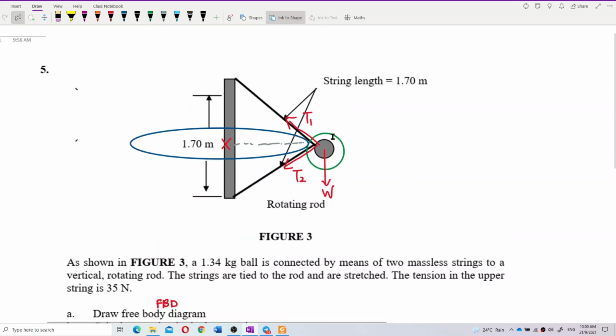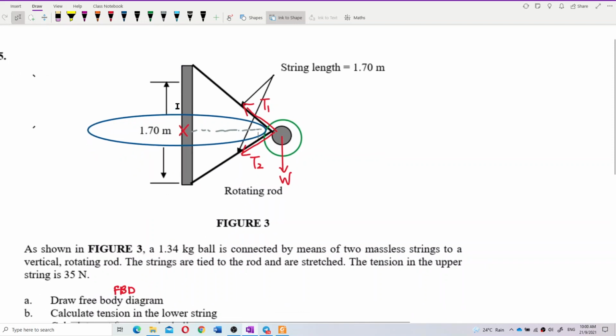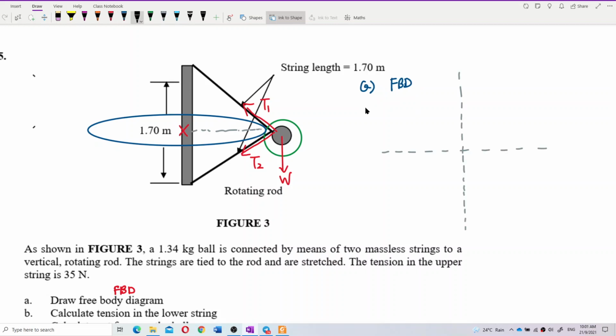Okay, let us draw the free body diagram first. A free body diagram only has one dot, one point, to represent the ball. So let us draw it out. Question A, I want a free body diagram. Now this is the point mass to represent the ball. Just a point mass. Don't draw the ball.